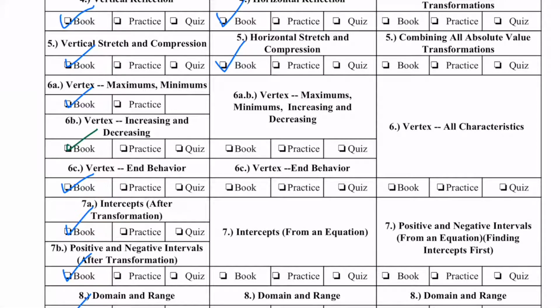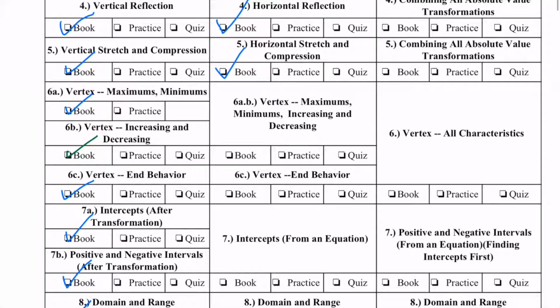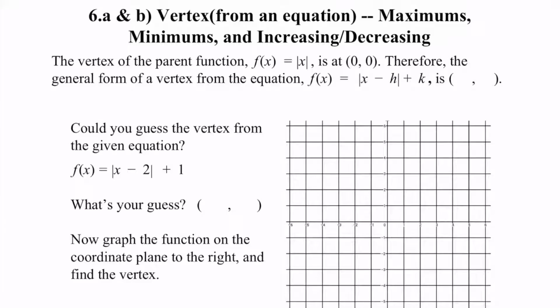Hello, Algebra 1 students. Here we are back in our absolute value functions notebook, and we are on lesson 6A and B for tier 2, and we're going to check that off. We're dealing with lesson 6A and B, which is vertexes from equations, dealing with maximum, minimums, increasing, and decreasing.